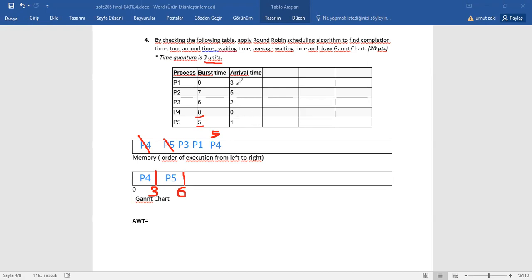So we put all 4 processes; only process 2 remains, whose arrival time is 5. So before P5 is executed, P2 has arrived here. So I will put P2 here, and then I will put P5 here. How much time is left? 5 minus 3, 2 nanoseconds.